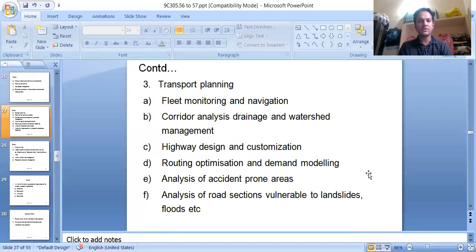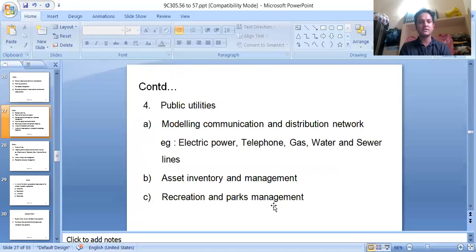And thirdly, transport planning. Here, fleet monitoring and navigation, corridor analysis, drainage and watershed management, highway design and customization, route optimization and demand modeling, analysis of accident-prone areas to try to reduce the accidents, analysis of road sections vulnerable to landslides, floods, etc.